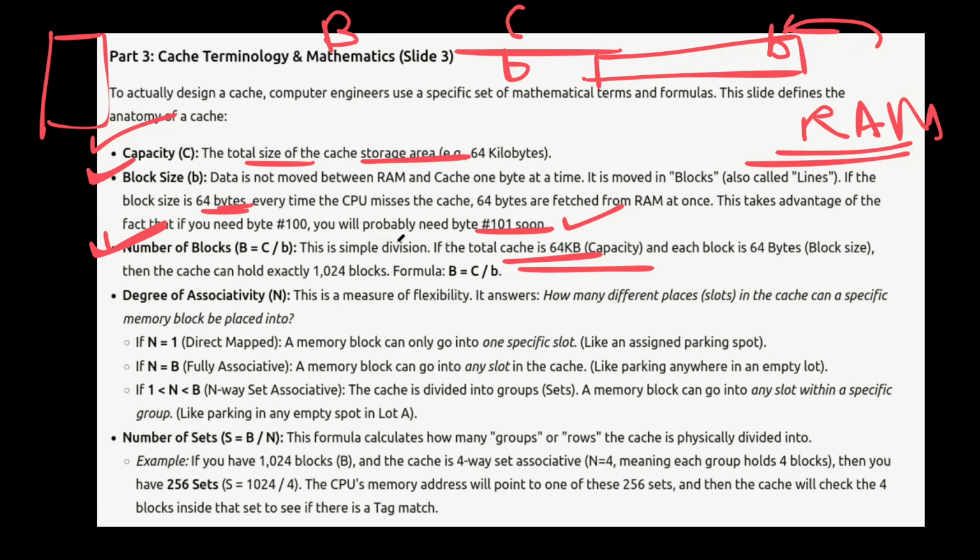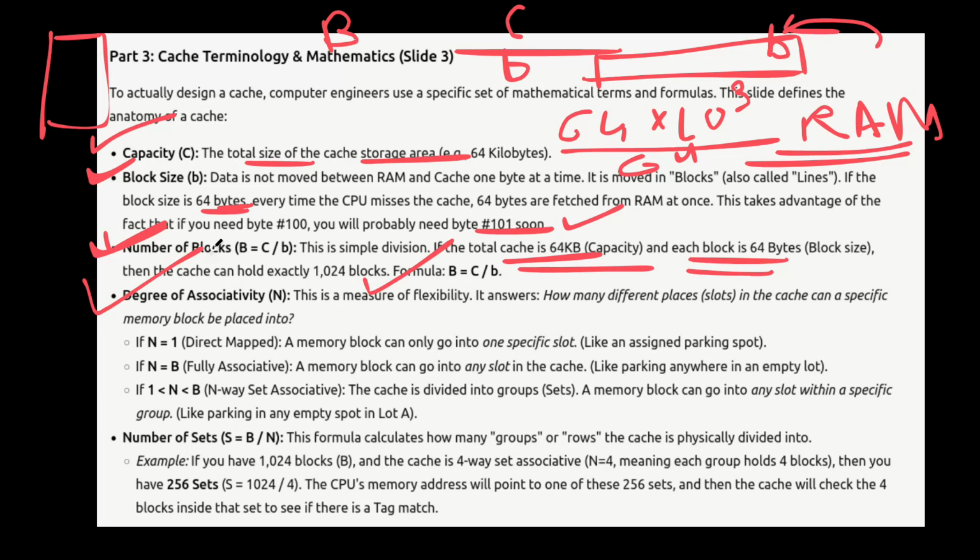So let us say I have a cache capacity of 64 kilobytes and each block is 64 bytes. When I divide 64 kilobytes by 64 bytes, how many blocks can the cache have? That would be 1024 blocks. That is how you calculate the number of blocks.